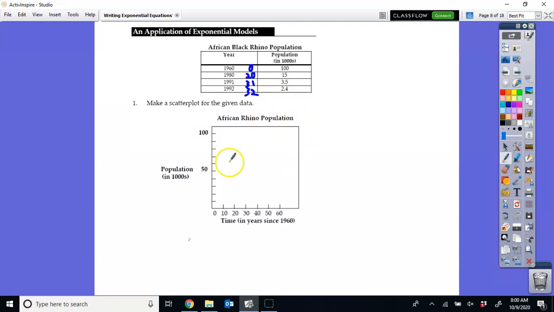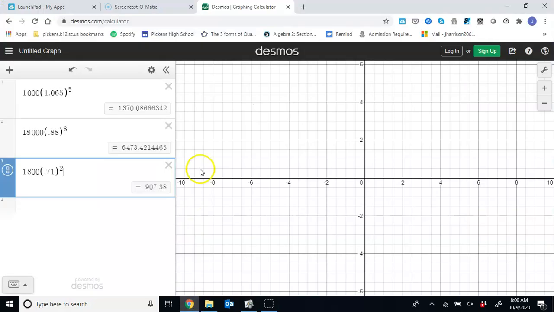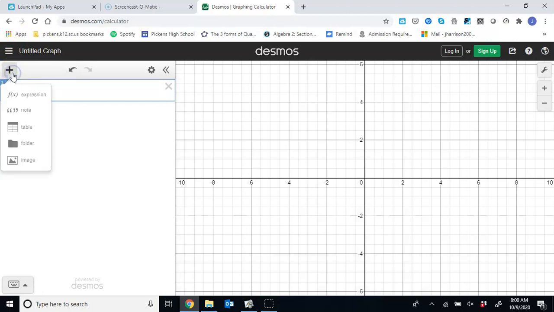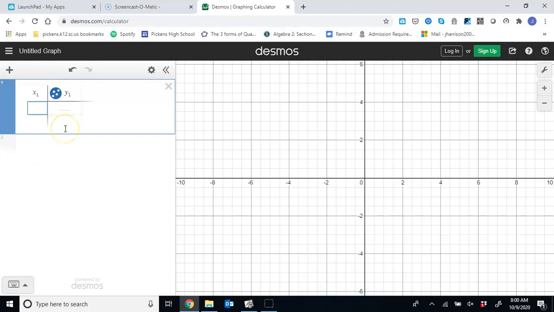So on Desmos, and you can watch the linear ones and the quadratic ones again as well, I made a video for those. We go up to this little plus sign up here, and I had you do this in the very first practice with Desmos. We type in a table. So we go down to the table, and we type in our values: 0, we said, for 1960, 20 for 1980, 31 for 1991, and 32 for 1992.